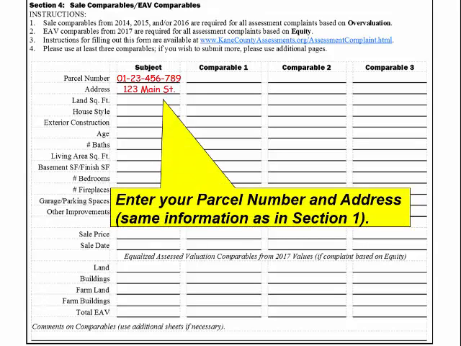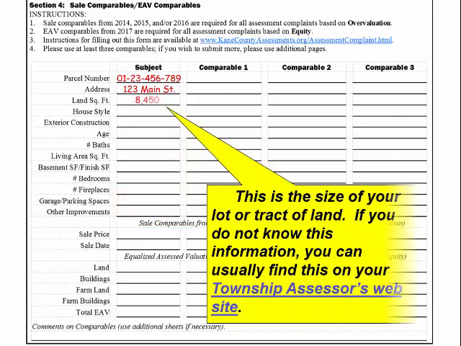Begin by entering your parcel number and address. This should be the same information as shown in Section 1. Next, enter the size of your lot or your tract of land. If you do not know this information, you can usually find this on your township assessor's website.